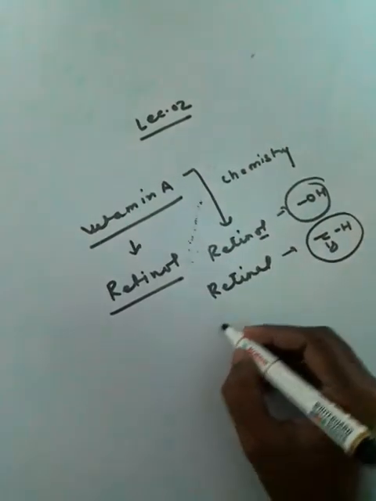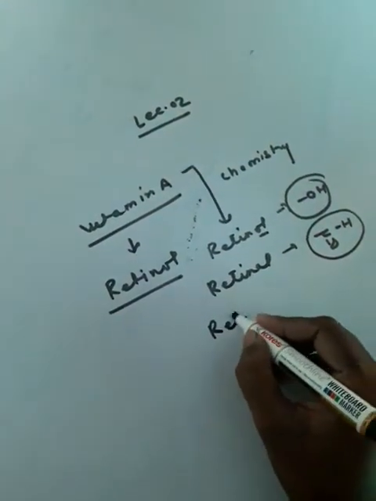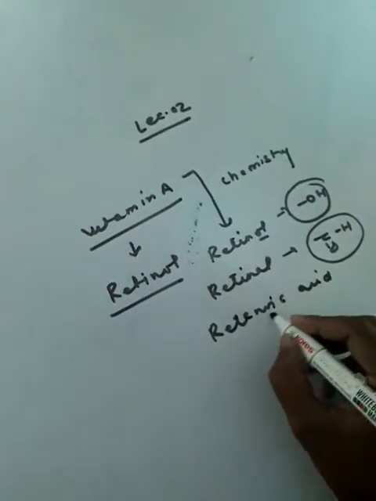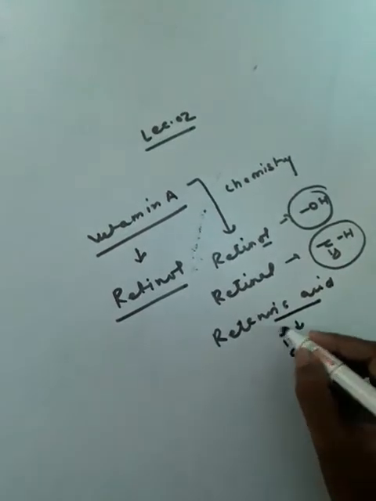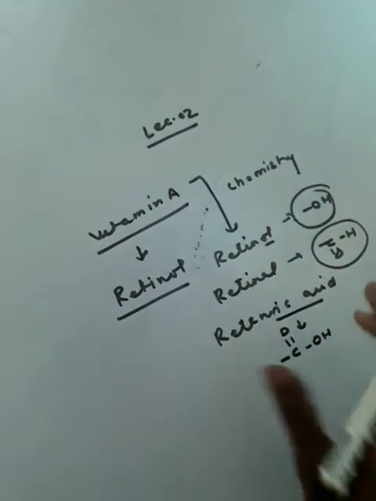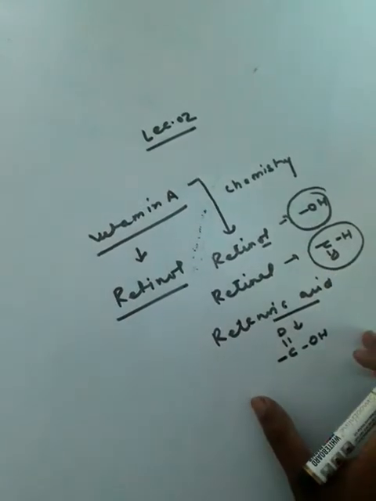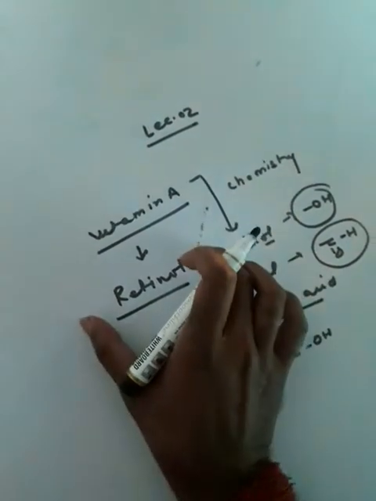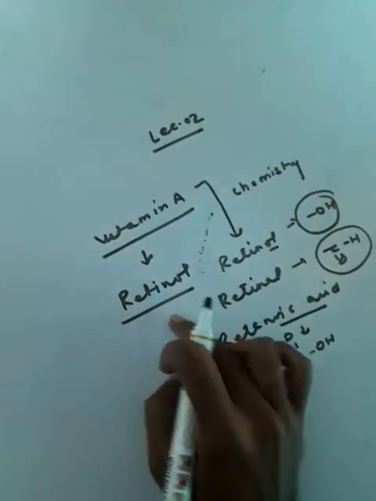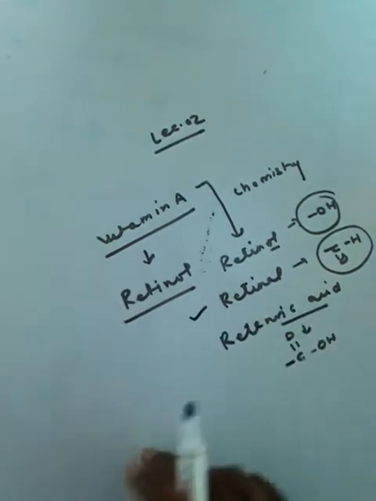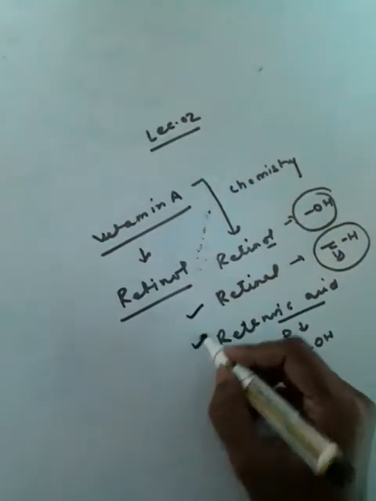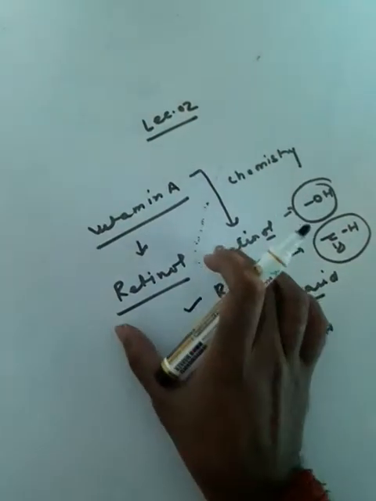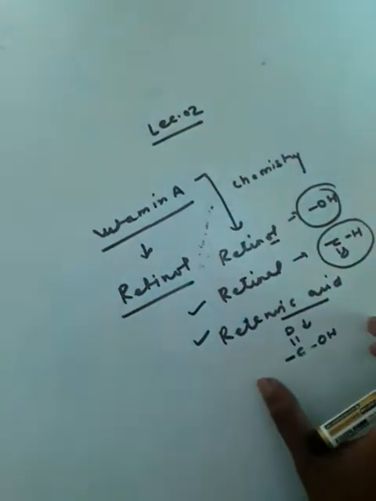The third form is retinoic acid. Retinoic acid, oic acid indicates that there will be a carboxyl group, so a carboxylic acid is present. So three forms of the vitamin are present. The chemical name of vitamin A is retinol. In the lab, retinol and retinoic acid have also been synthesized, so the three forms can be converted into the aldehyde as well as the acid form.